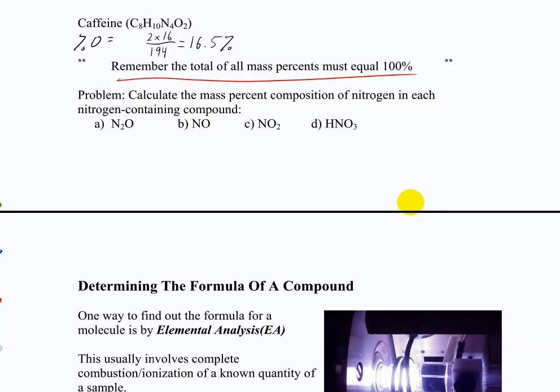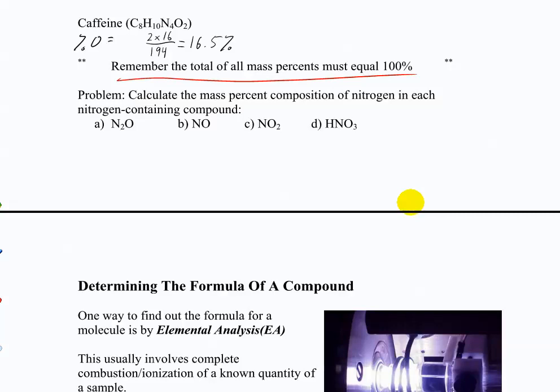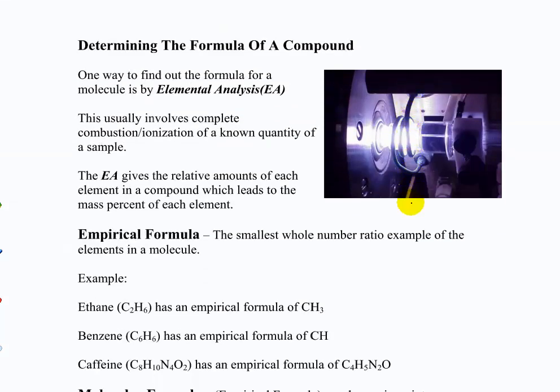You're going to calculate the mass percent composition of nitrogen in each nitrogen-containing compound. Now, these would be how these compounds would be described in many situations. The fact that one is more nitrogen-rich than another, more oxygen-rich than another, actually would dictate what's different about them. And people would describe them that way, and we still do in many situations. But let's talk about what happens when you go the other way.